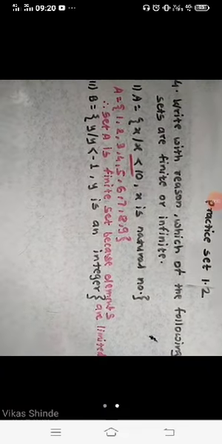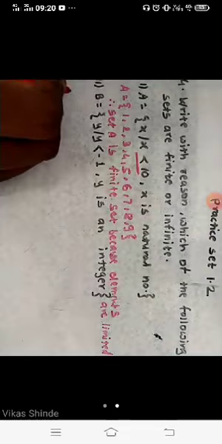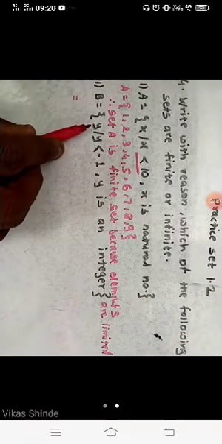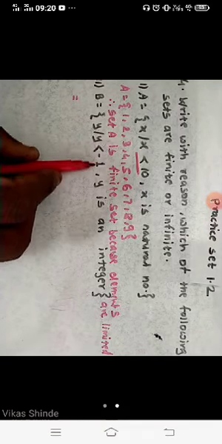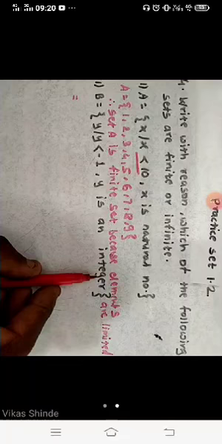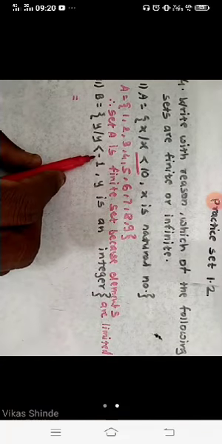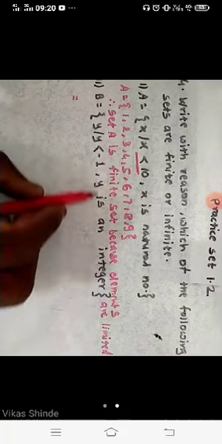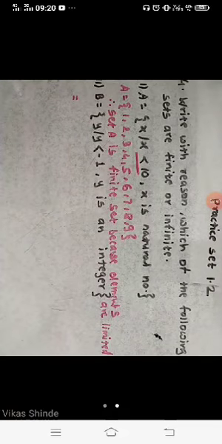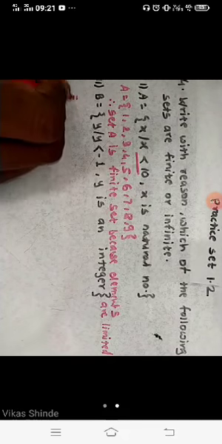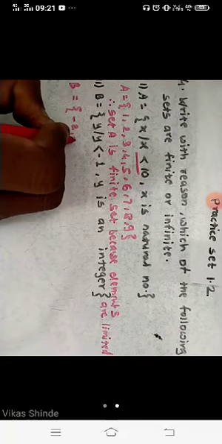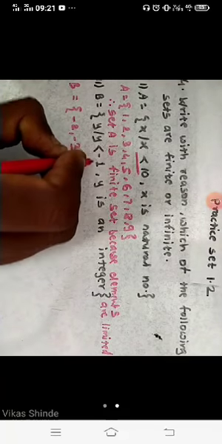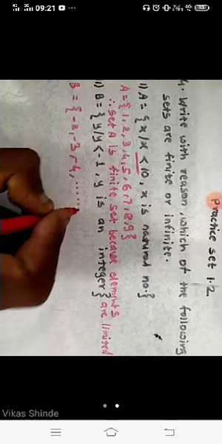Now the second one, set B: {y | y is less than -1 and y is an integer}. We have to write the integers that are less than -1. You know, after -1, which numbers are there? -2, -3, -4 up to infinity. So we have to write B equals, inside a curly bracket, -2, -3, -4. Here the limit is not given, so we have to write up to infinity.